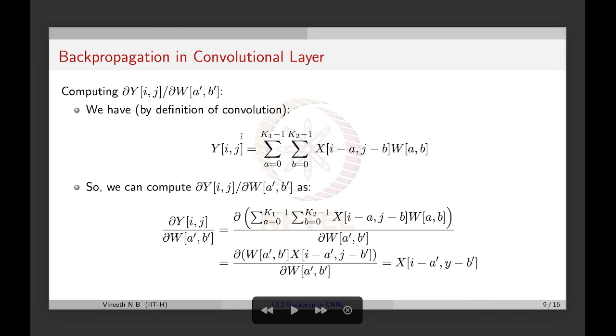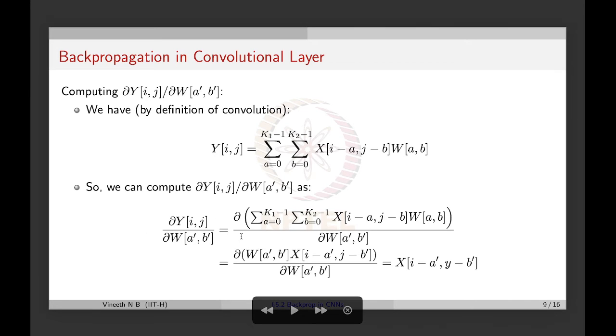So how is Y actually computed? This is the definition of convolution, right? X convolved with W, and I need to compute the derivative of Y with respect to W of A prime B prime. So I can simply substitute it here and then see. This entire convolution value, the only term that remains when I differentiate with respect to W of A prime B prime is its coefficient, right? Wherever I have A prime B prime, its corresponding X coefficient I'll get. So all I get is, if I put A prime B prime here, I'll only get this term.